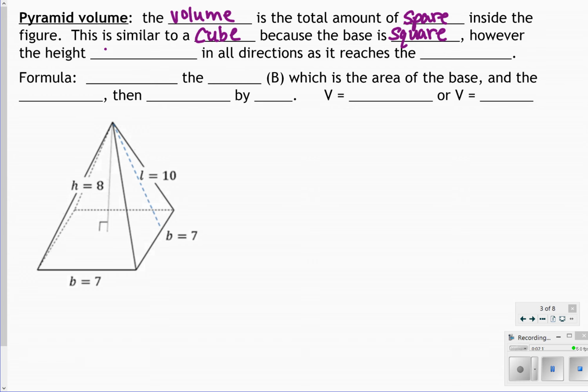So we're really saying that the height is decreasing. So the value of our area of that space is really what's decreasing in all directions until it reaches the very top, and we talked about that as being the vertex.